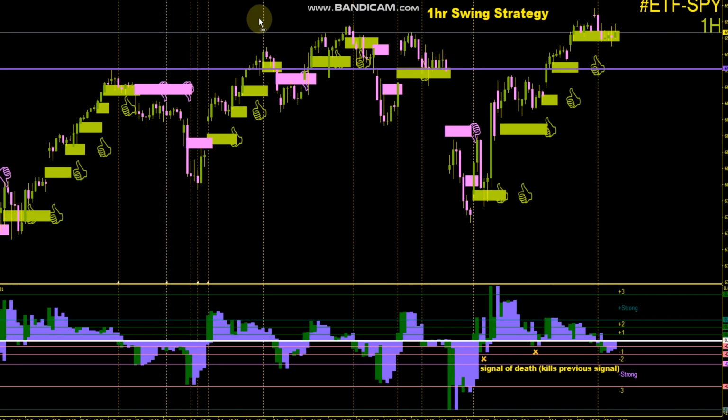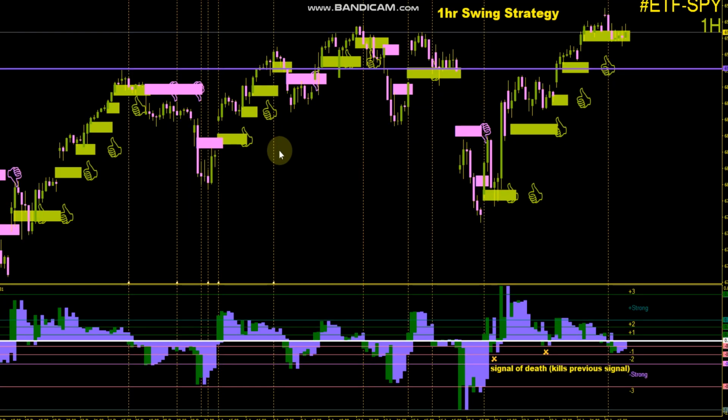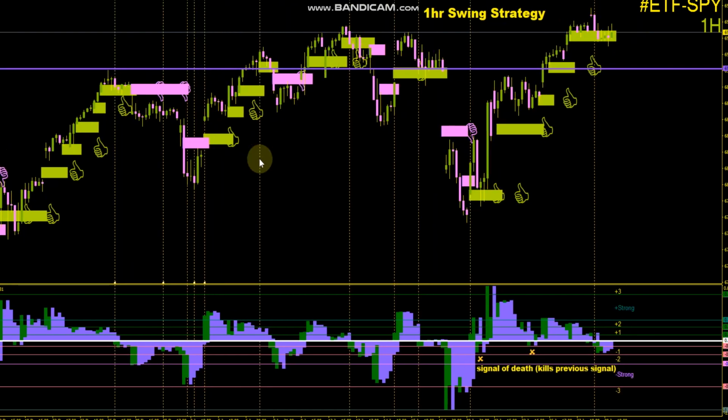So right there you have a sell signal there, but only one hour of downtime. You have a step pattern cut right there, which is an indication to get out.